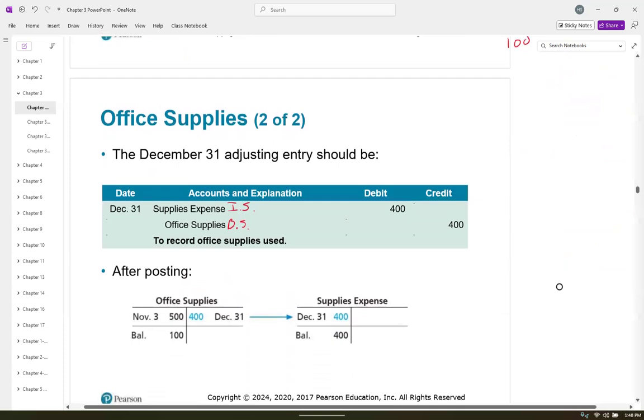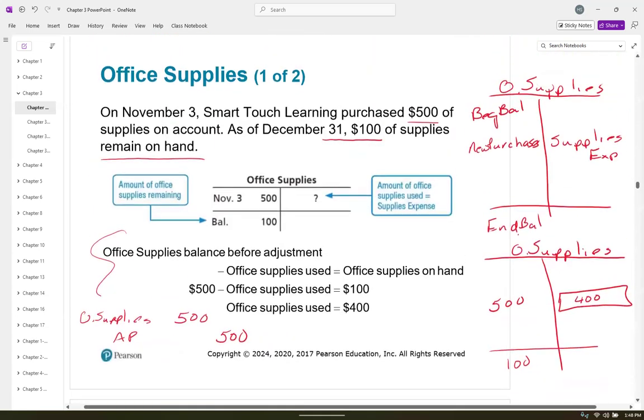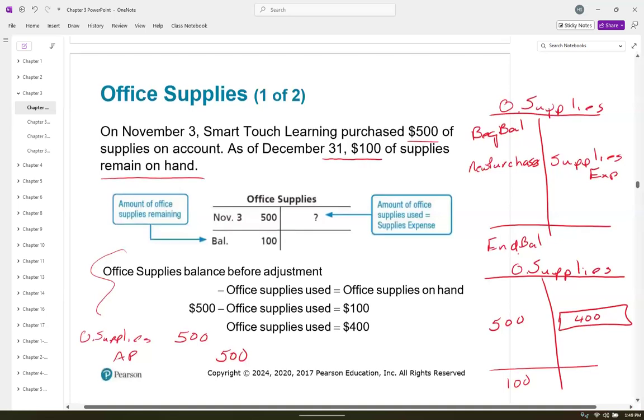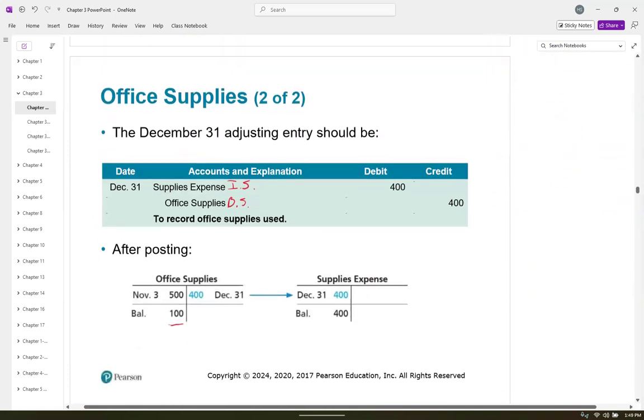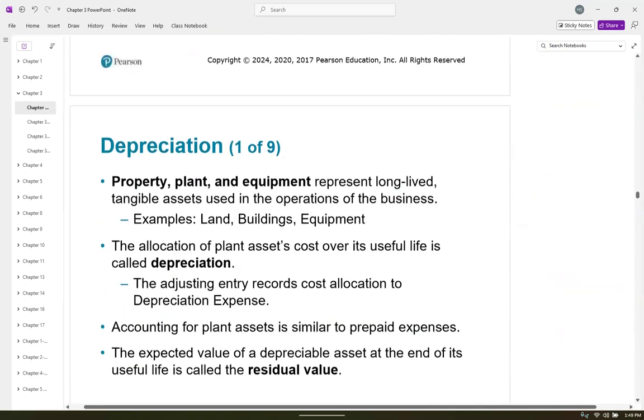They drew some T accounts out. I liked mine with the words in it. If you want to pause the video and grab a picture of that, I'm totally fine with that. Or if you're taking notes, you can also pause the video and take some notes.